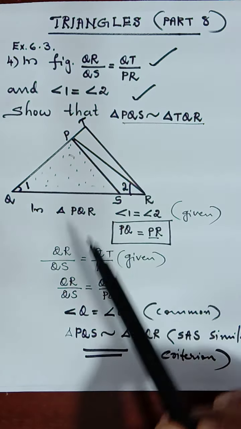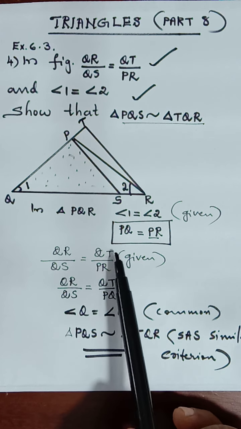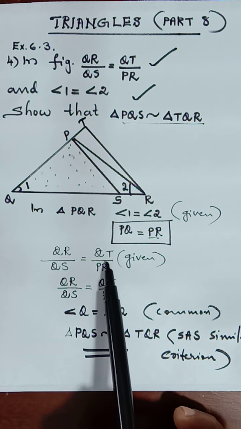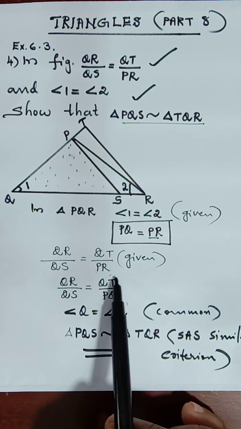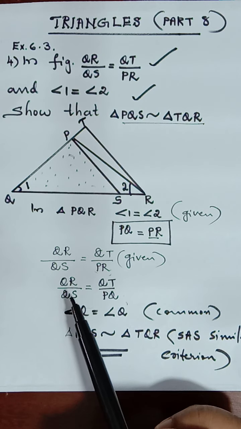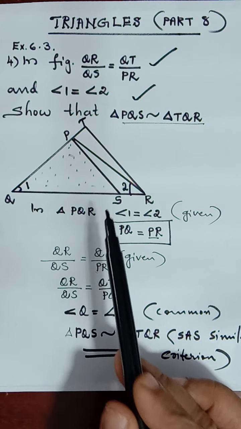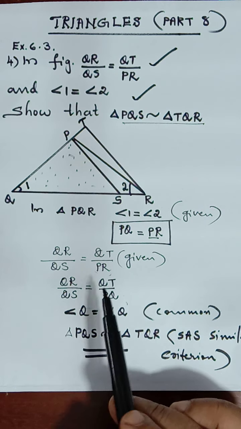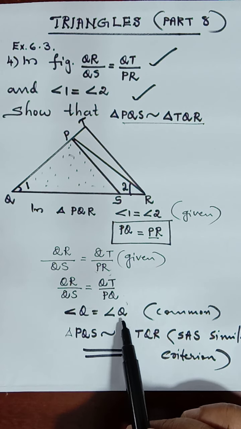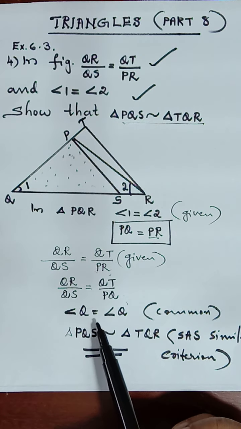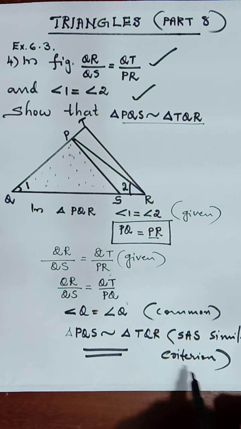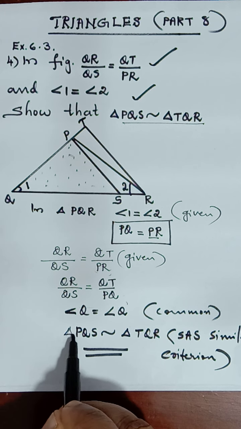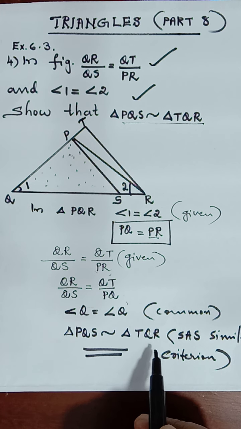So this is the first point we have taken. QR by QS is equal to QT by PR, and we have shifted PR as PQ so that we are getting a proper ratio of both the triangle sides. Corresponding sides ratio we are getting of both the triangles. And also we have seen angle Q is equal to angle Q, that is common for both the triangles. That's why we are considering the side angle side similarity criterion, SAS similarity criterion, for proving triangle PQS similar to triangle TQR.